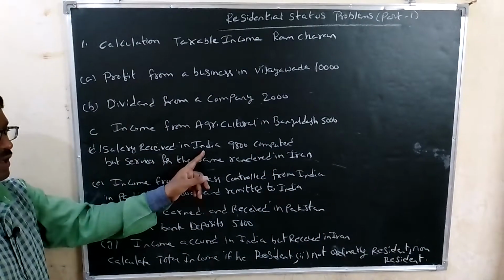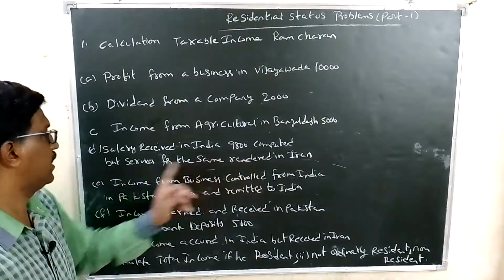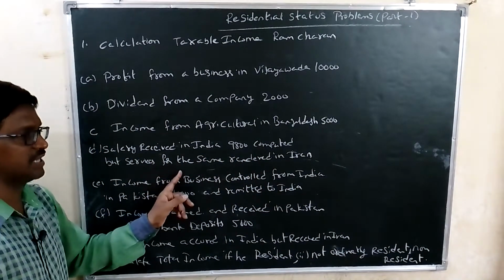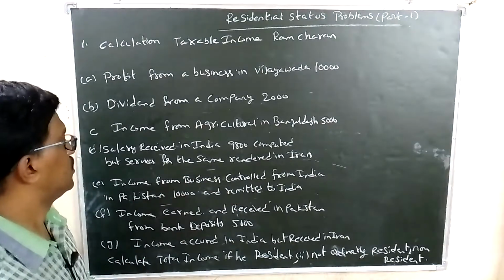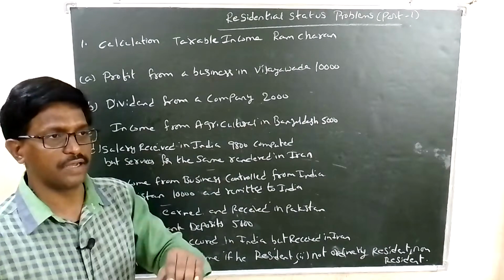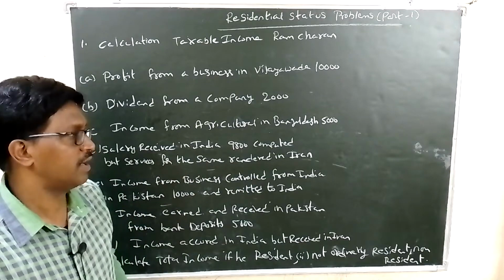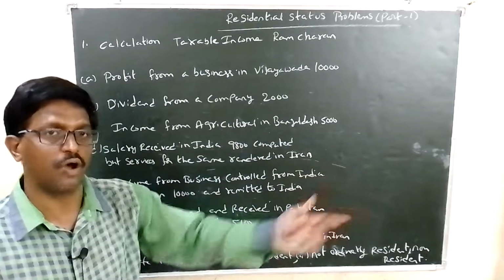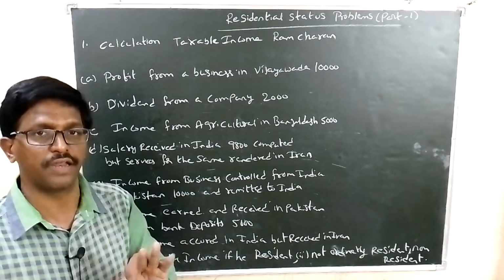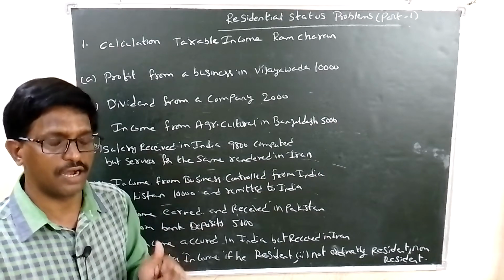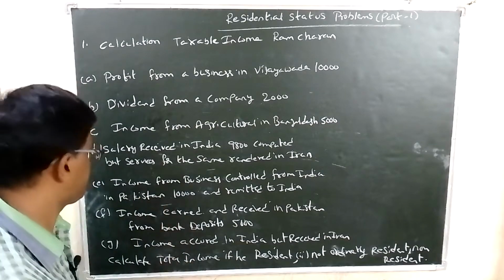Salary received in India, 9,800, but the service is rendered in Iran. So salary received in India but accrued in Iran. It means earned outside India and received in India. It will be taxable under three categories: resident, not ordinarily resident, and non-resident.